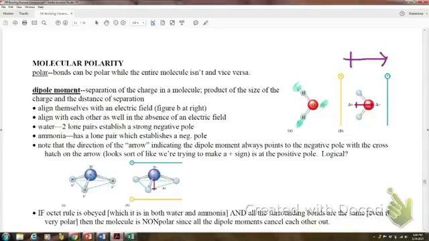Okay? So what we have to look at when we're drawing these molecules is, are they like this, opposite, or sometimes they will actually cancel each other out, and then it ends up being a non-polar molecule. In Chem 1, we said symmetry.